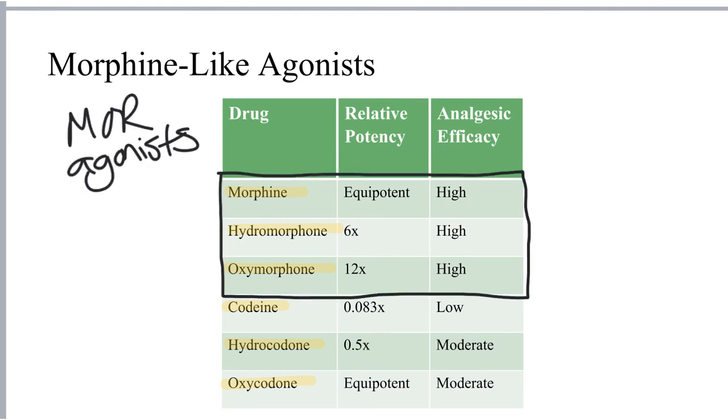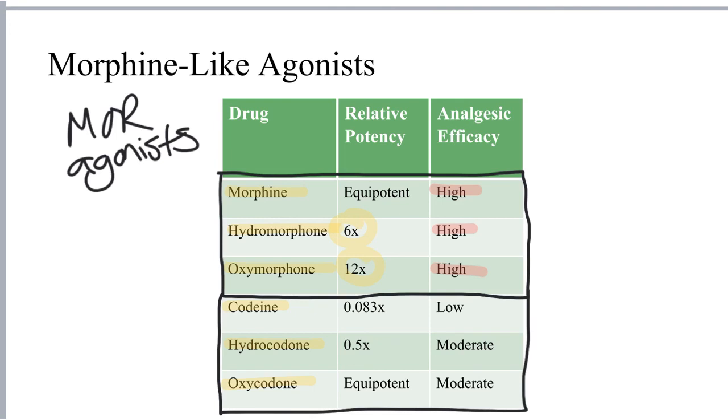As you can see in this table, the morphine derivatives hydromorphone and oxymorphone are 6 and 12 times more potent than morphine, respectively. All three of the morphine derivatives, including morphine, are considered to have high analgesic efficacy. Codeine is less potent than morphine and is considered a low efficacy analgesic. The codeine derivatives hydrocodone and oxycodone have increased potency relative to codeine, but are still either equipotent or about half as potent as morphine. They are considered to have moderate analgesic efficacy.